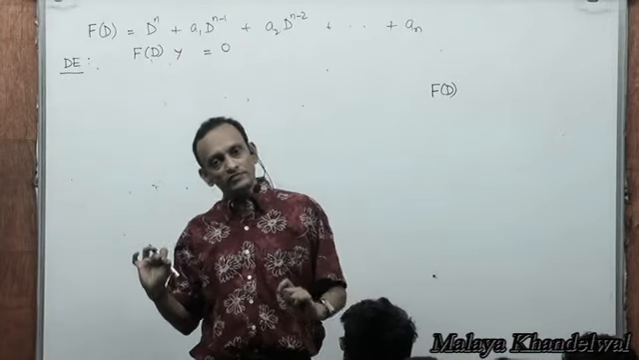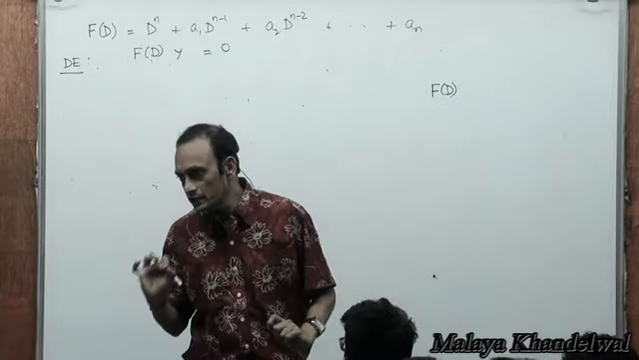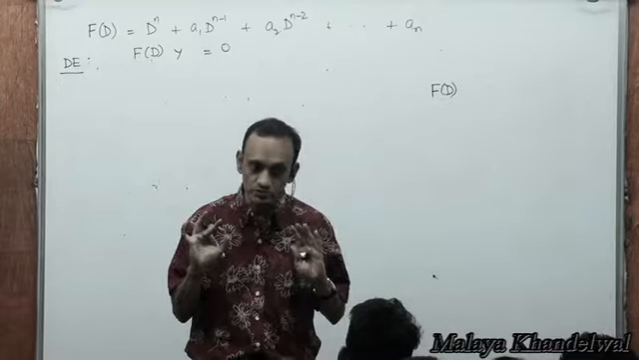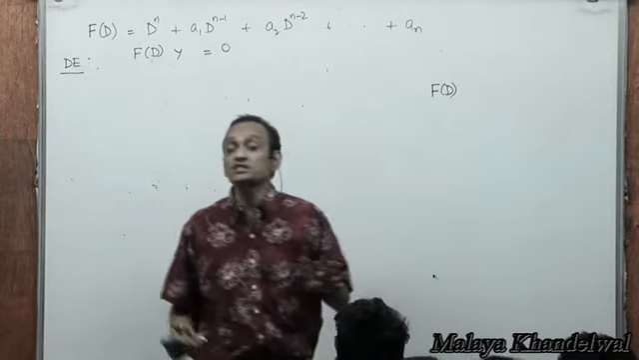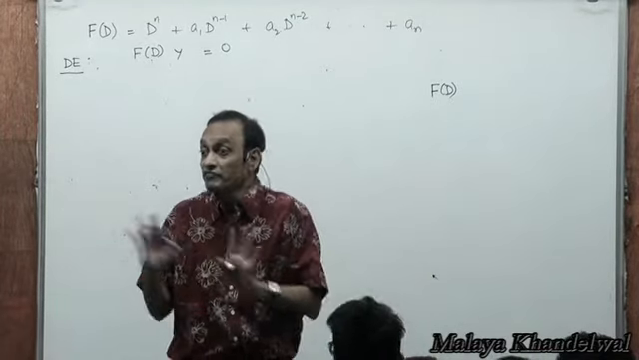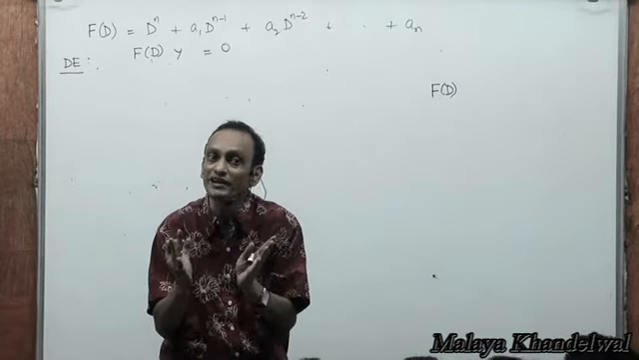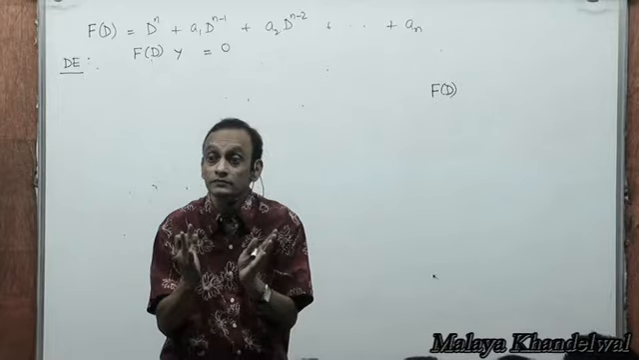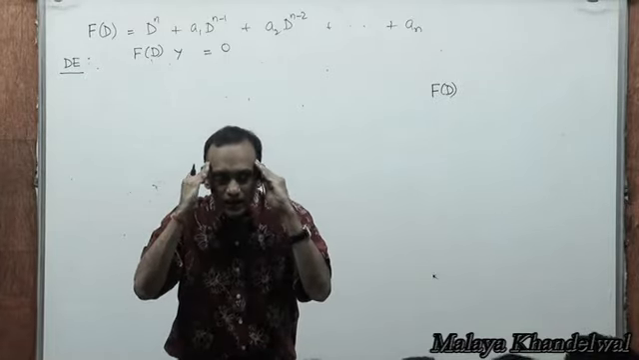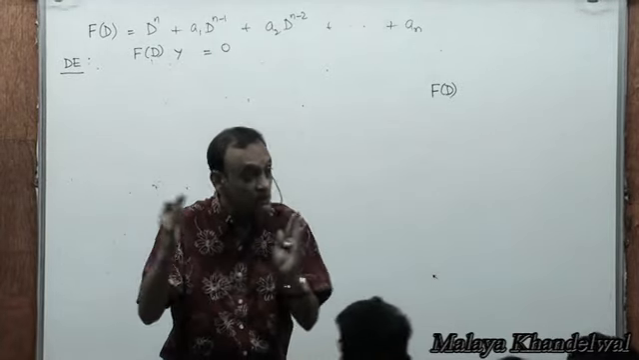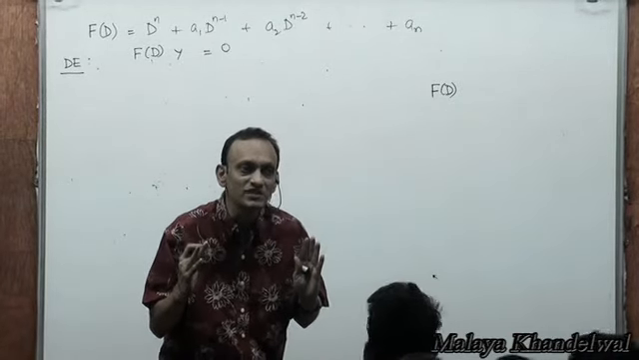Like I said, only for a minute or so, forget that it's an operator. Imagine this to be an algebraic expression, and f(D), say, vanishes at D equal to alpha. Then D minus alpha must be a factor of f(D).